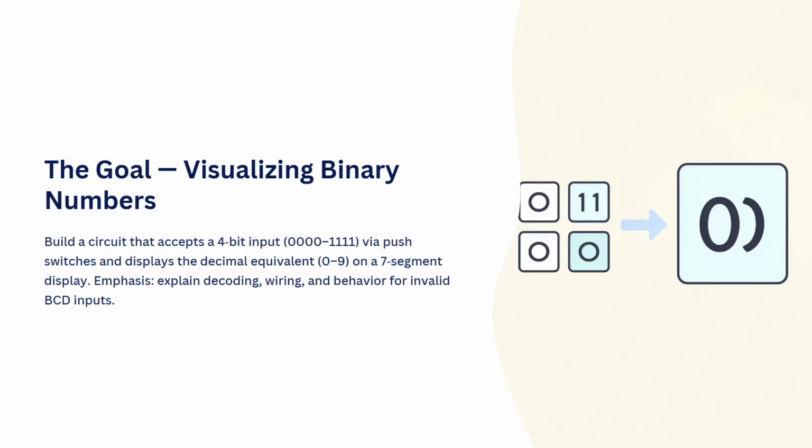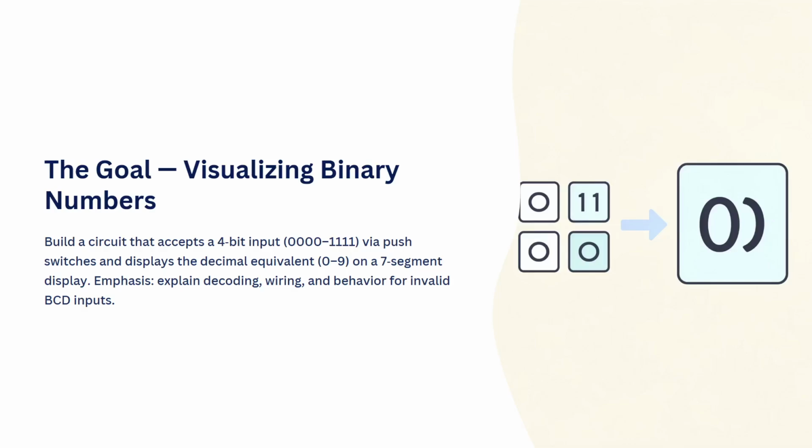In this system, we give a 4-bit binary input using switches. For example, if we input 0000, the display shows 0. If we input 1001, it shows 9. The 7447 decoder converts the binary input into signals that light up the correct segments on the display.